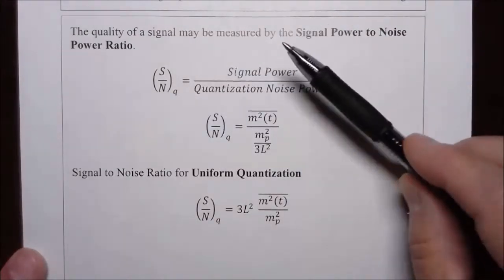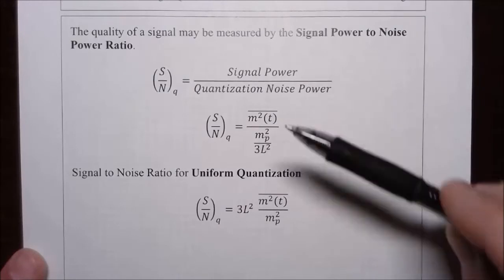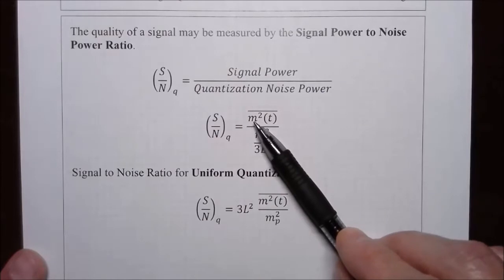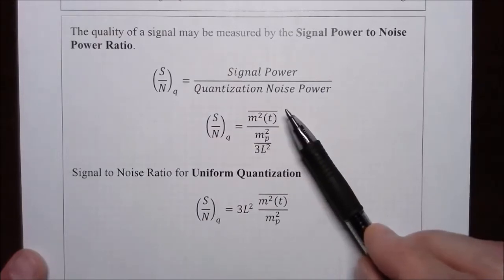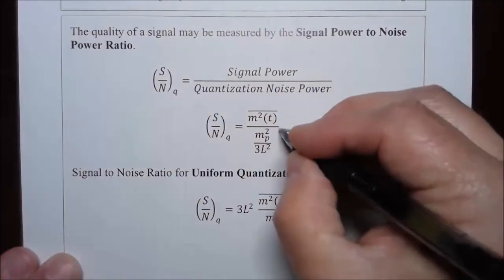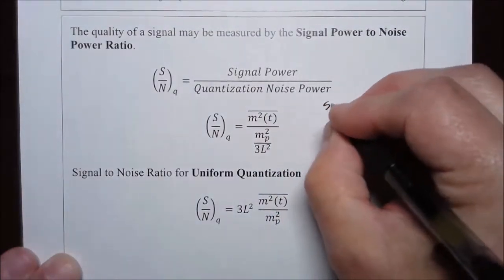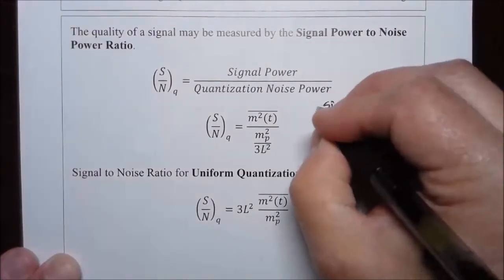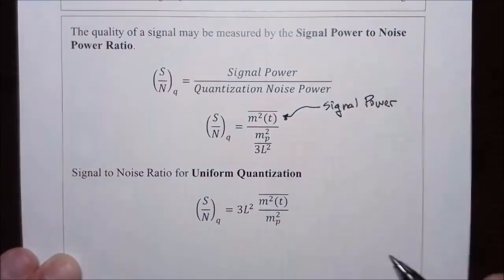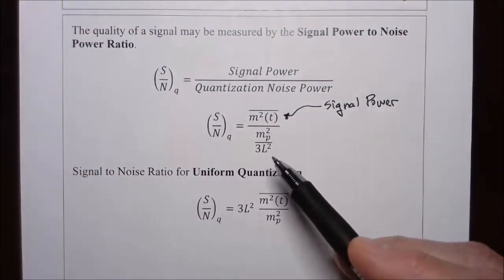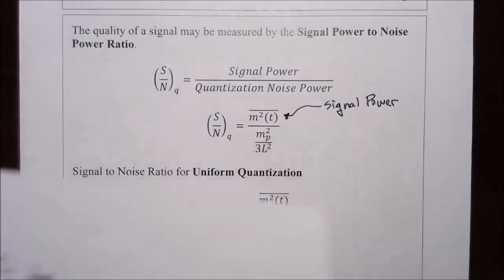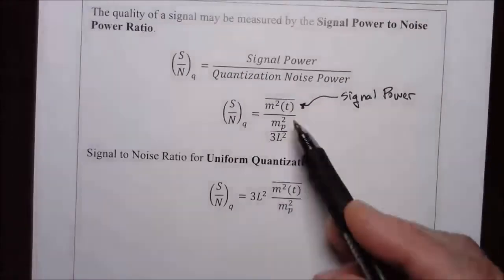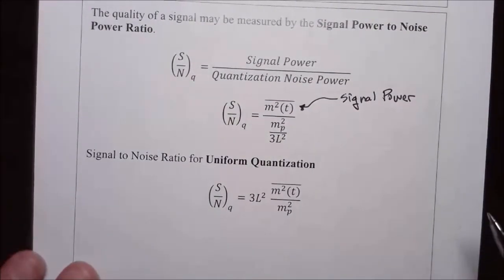Okay, now we're ready to find the signal to noise ratio for our quantized signal. So this is the quantization signal to noise power. We take the signal power of our message, which is simply the message squared time averaged. The top of the fraction is the signal power. In the bottom of the fraction, we have the noise power for the quantization noise, and we worked that out to be MP squared divided by 3L squared. That goes in the bottom of the fraction.